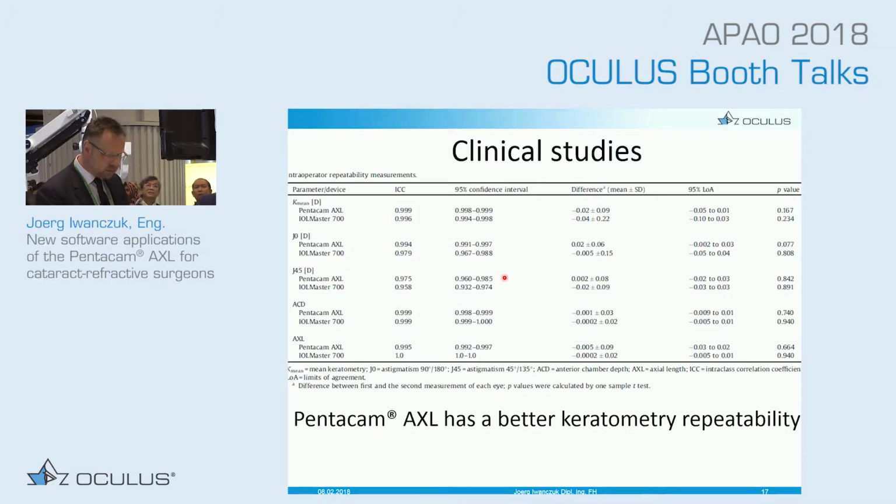The interclass coefficient for the mean keratometry is excellent for both devices. When you look at the vector values that you use for the calculation of astigmatism, you see the repeatability of the Pentacam is again better. So for torics, we definitely have the benefit. For ACD, it's the same. And for the axial length measurement, well, it's in the third digit, so there is also no difference. So that's a good basis to start with.